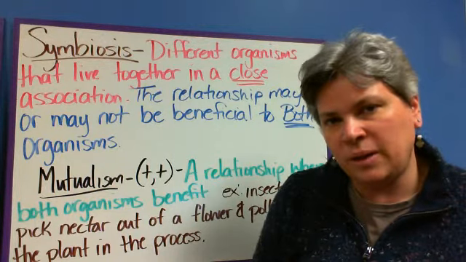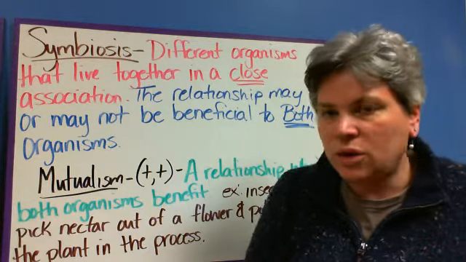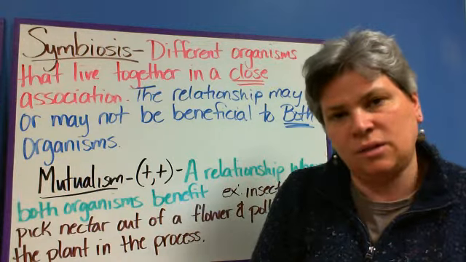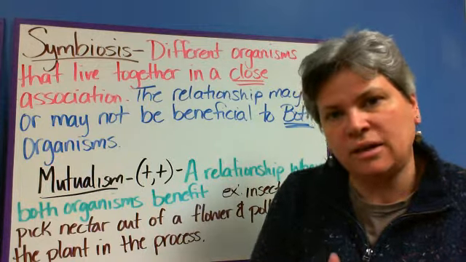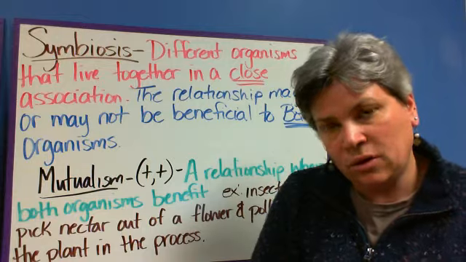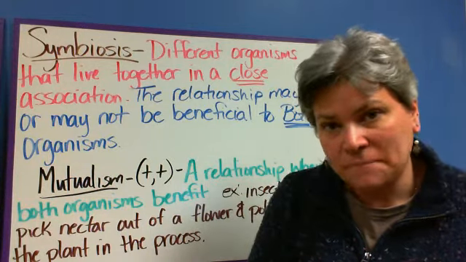Now, close enough means the proximity is relatively near. It's not New York and California. So they're living within the same ecosystem, and they're living close enough that it truly has an effect on the other organism's survival, or it completely doesn't affect them at all.